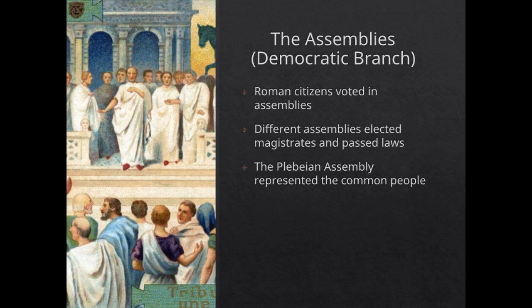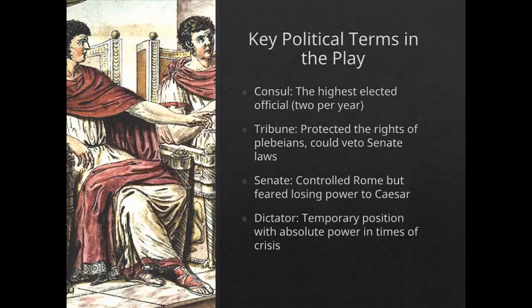The assemblies were made up of Roman citizens who had the right to vote. Different assemblies elected magistrates, passed laws, and made major decisions. One important group was the plebeian assembly, which represented the common people. However, despite their right to vote, the Senate and magistrates often held more power, which created tension between the aristocrats and the commoners. To understand Julius Caesar, it's important to recognize key political terms.